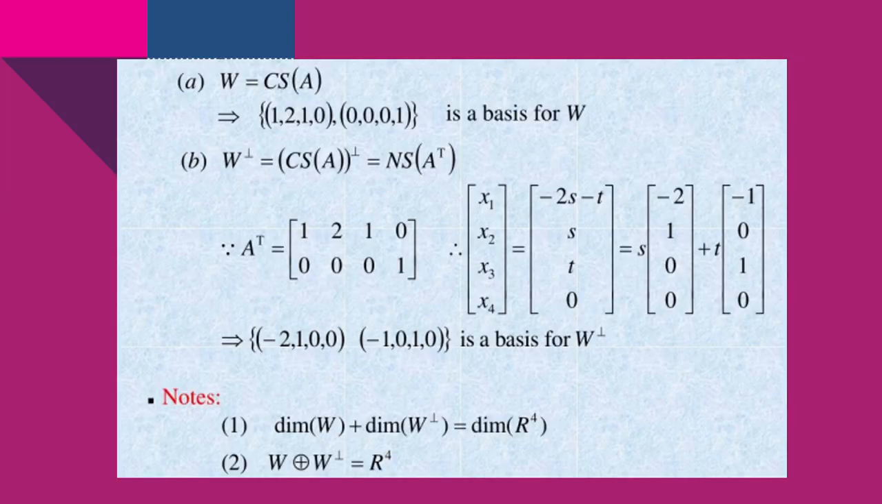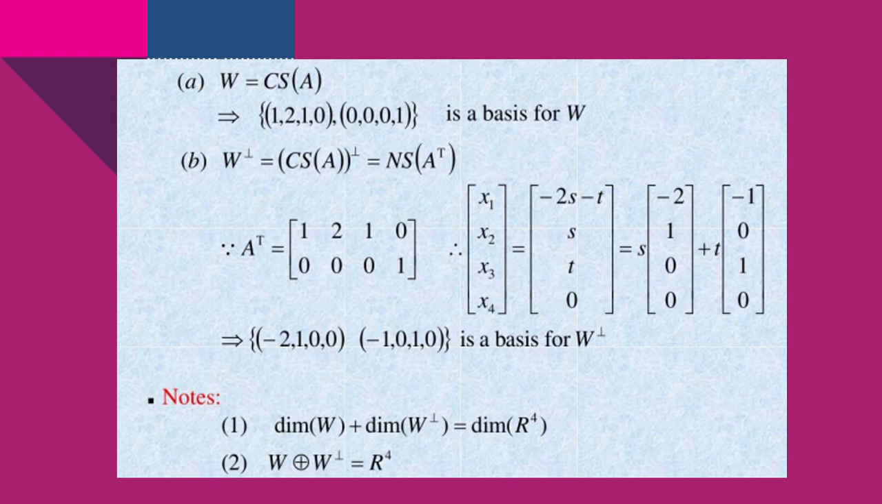For part A, since W is exactly the column space of A, the basis for W is simply the original vectors (1, 2, 1, 0) and (0, 0, 0, 1).